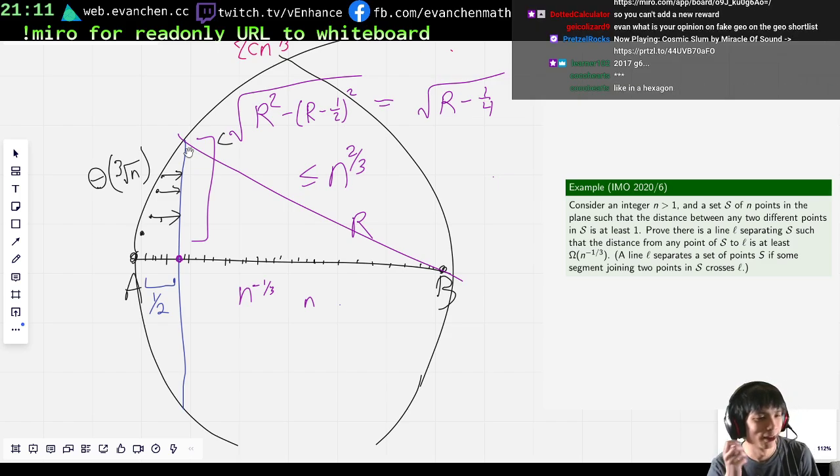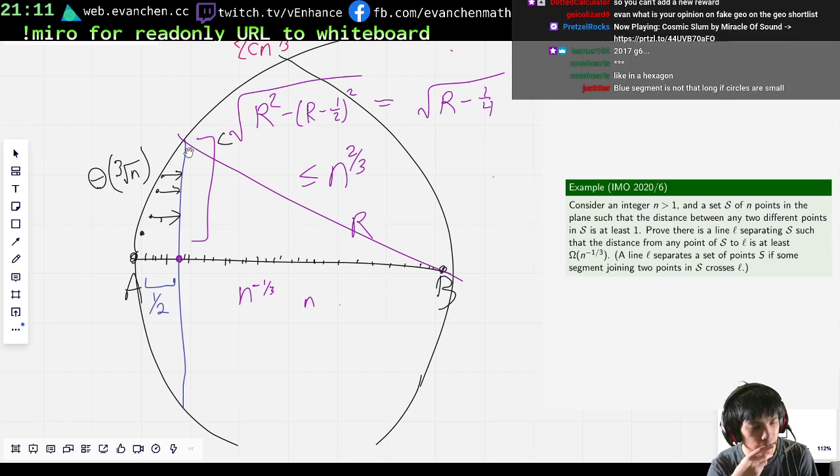Okay, what did I do? The blue segment is not that long if the circles are small. Well, the thing is, I want the blue segment to be long though, right? Am I flipping it? I want the blue segment to be long, so there's a gap. What am I doing? Oh, I see. The blue segment is not long enough. Fine.